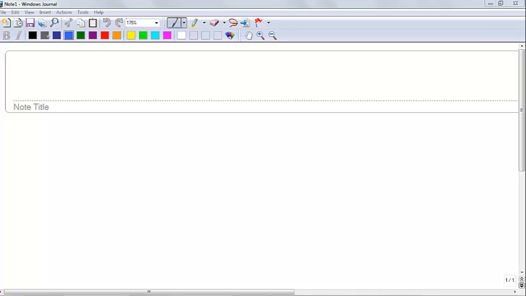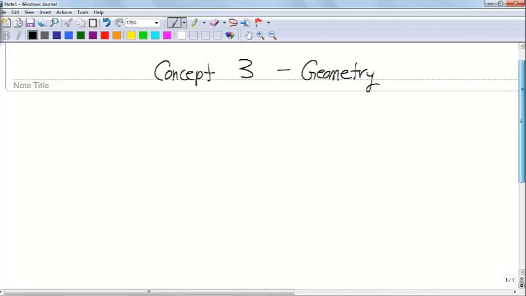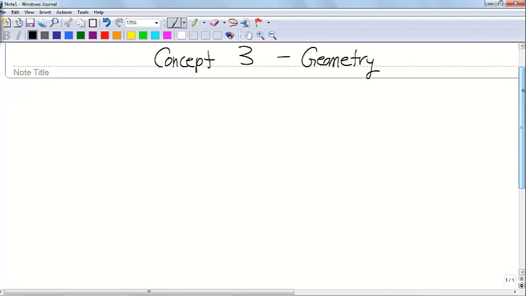Welcome to the tutorial on Concept 3 for the Grade 7 Big Ideas. This one has to do with geometry. So things like finding surface area, volume, shapes, lines, angles, triangles, all that stuff. So a couple ideas to review.